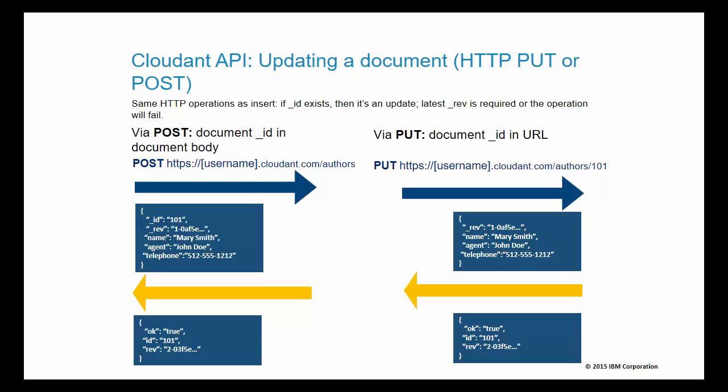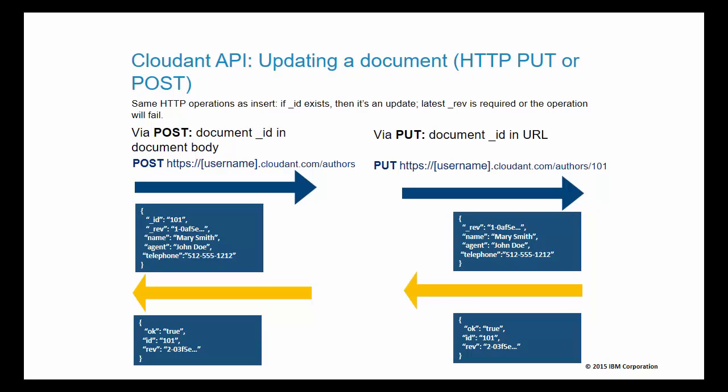As I mentioned earlier, if you're doing an update, you do need the latest rev version or the operation will fail. And similar to a create, you can do an update via a post or via a put. If you go via post, then you need to put the ID in the document body. As you can see here, you also need the latest revision field, or else this operation will fail. So by providing ID and revision number, I will get back a response.